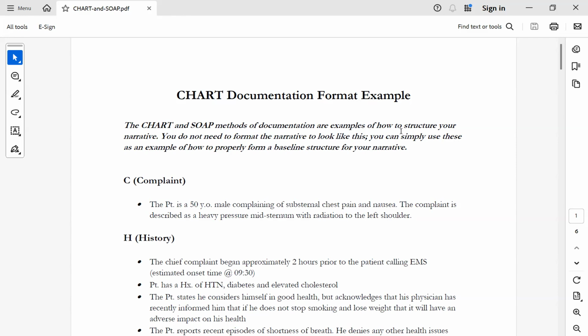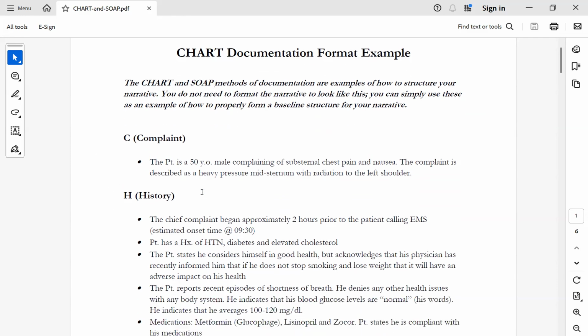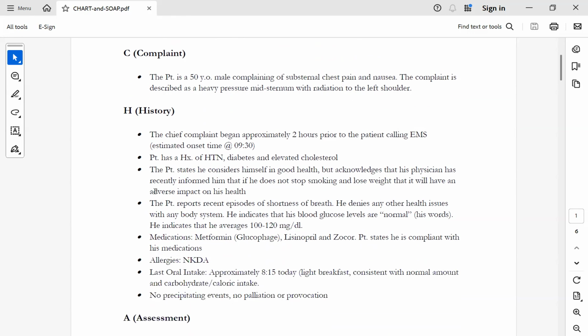So some people use the chart and some people use the SOAP method. So chart is complaint, and this just walks you through examples of what you would put in under these. So C would be complaint. So the patient is a 50-year-old male complaining of substernal chest pain, nausea. The complaint is described as heavy pressure, mid-sternum, and radiation to the left shoulder. We get into the history. So just talks about all the history of the patient, which is kind of your SAMPLE, OPQRST.